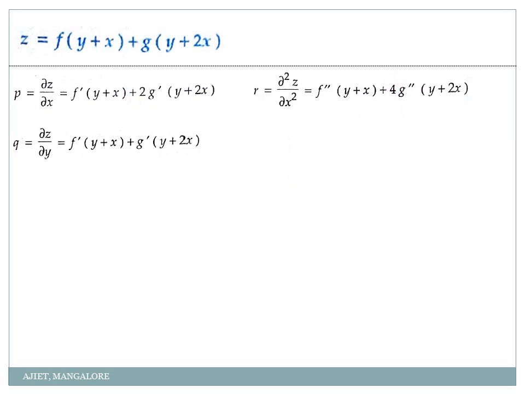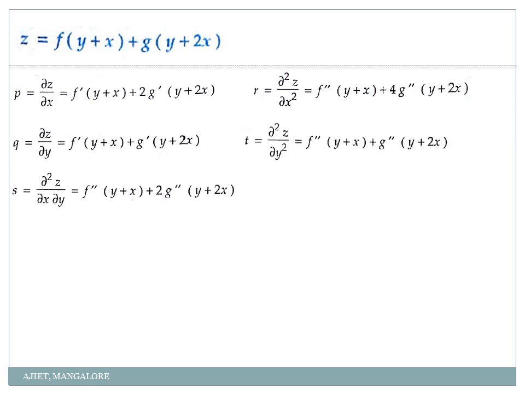Okay. Next I'll go for ∂²z/∂x∂y. Let me see. However, all the differentiations are required, correct? So ∂²z/∂x∂y. Which one will you differentiate? You have to differentiate this q with respect to x. Okay, differentiate q with respect to x. So f' is f'', g' is g'' with respect to x. So differentiation of 2x is 2.